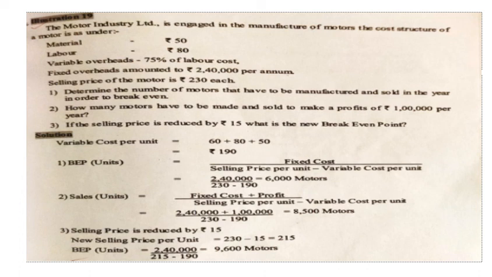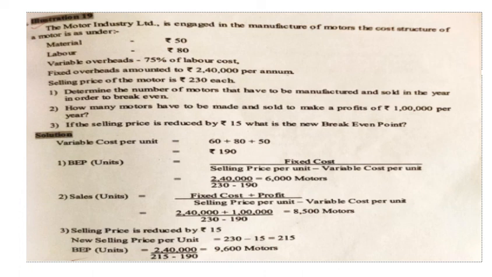Your fixed cost as per the question is 2,40,000 plus profit. The profit that you should earn is 1 lakh, divided by selling price per unit, which is 230, minus variable cost per unit, which as per the calculation is 190. So 2,40,000 plus 1 lakh gives us 3,40,000, divided by 230 minus 190, which is 40. So 3,40,000 divided by 40 will give you 8,500 motors. So if you want to earn a profit of 1 lakh, you need to produce and sell 8,500 motors.